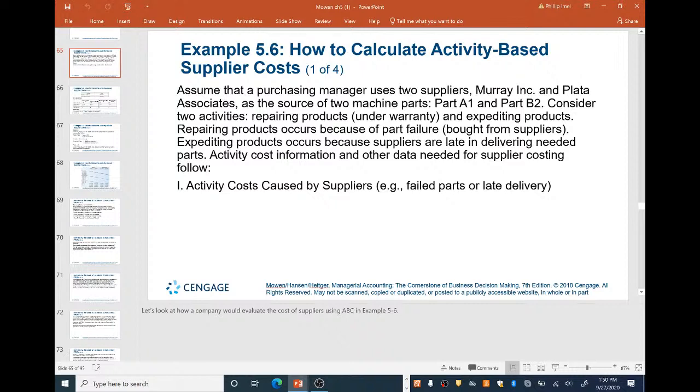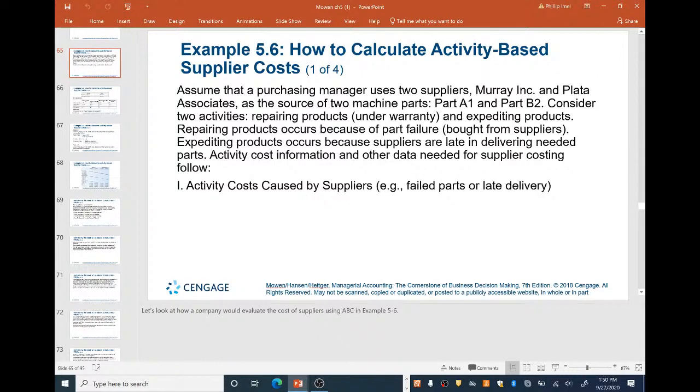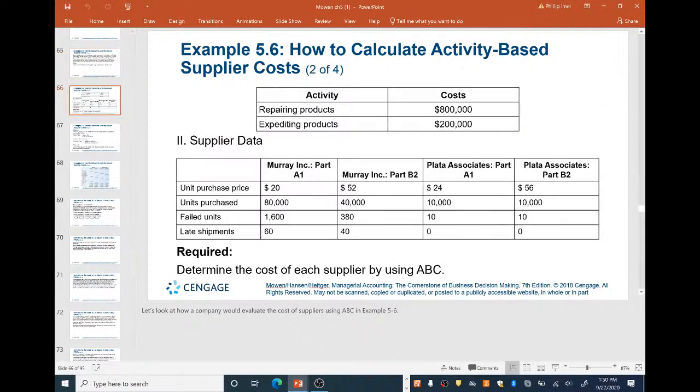Activity costs, information, and other data needed for supplier costings follow. Activity costs caused by suppliers, so once again, failed parts or late delivery. That's this top part right here. These are the two things they told us we needed to consider: the two activities, repairing products and expediting products. So here's the cost of each of those activities. Repairing products, we have a cost of $800,000. Expediting products, we have a cost of $200,000.